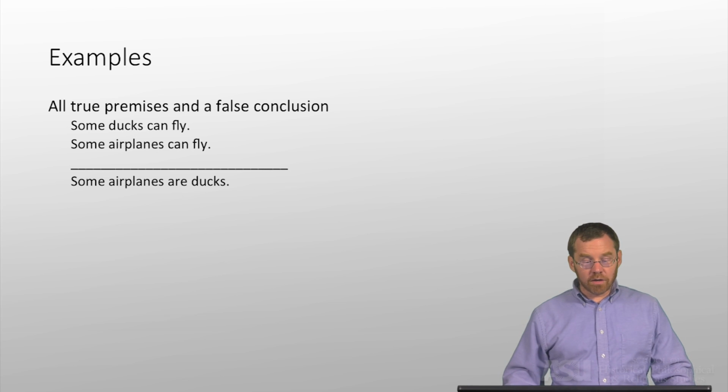All true premises and a false conclusion. Here's one. Some ducks can fly. Some airplanes can fly. Some airplanes are ducks. We've seen this one before. Some ducks can fly. Some airplanes can fly. But it's not true that some airplanes are ducks. So here's an argument with true premises and a false conclusion.